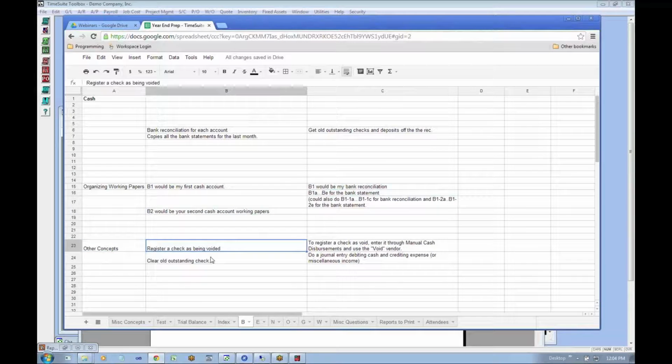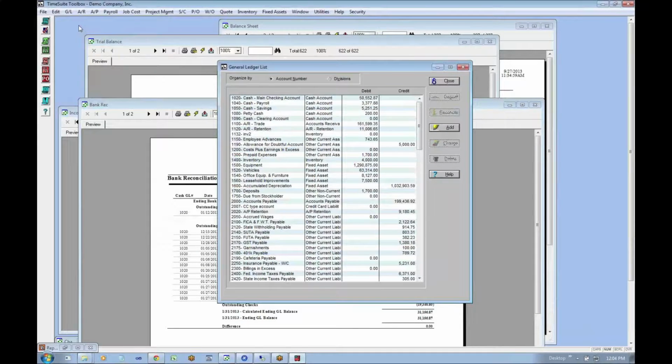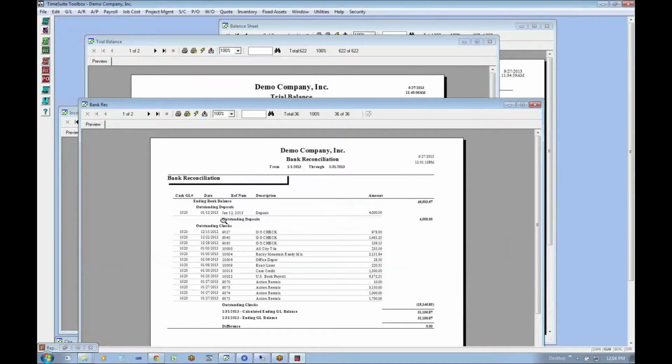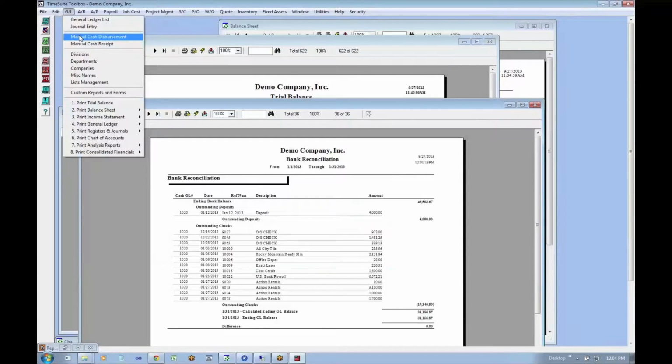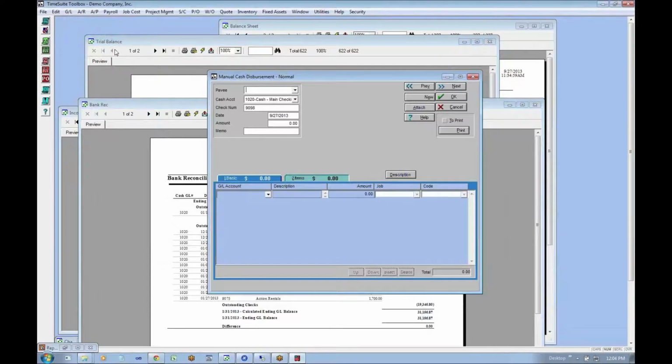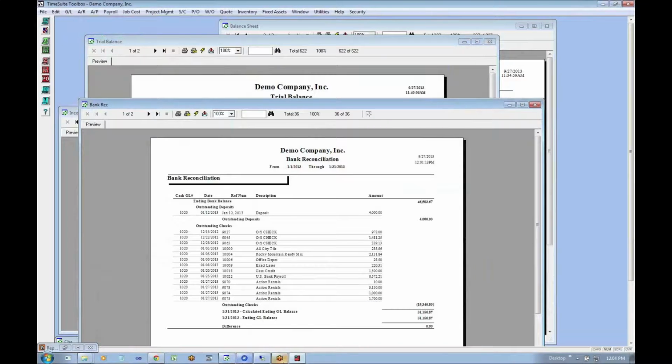Other concepts, register. How do I register a check as being voided in the system? When we look at our checks, it's nice to see things in sequence. So if you want to register something as voided, go GL manual cash disbursement. There's a special void vendor, and let's say 9098 was voided, so I just click next, and then it'll show up as voided in my bank rec area.